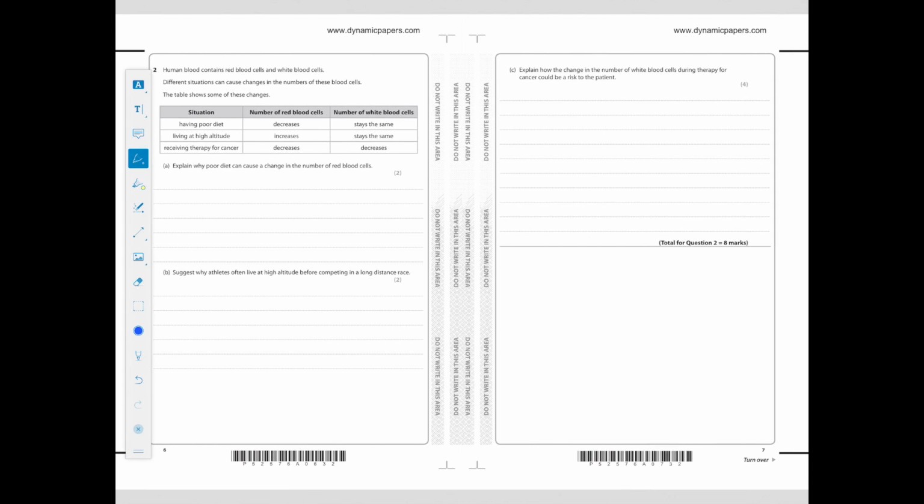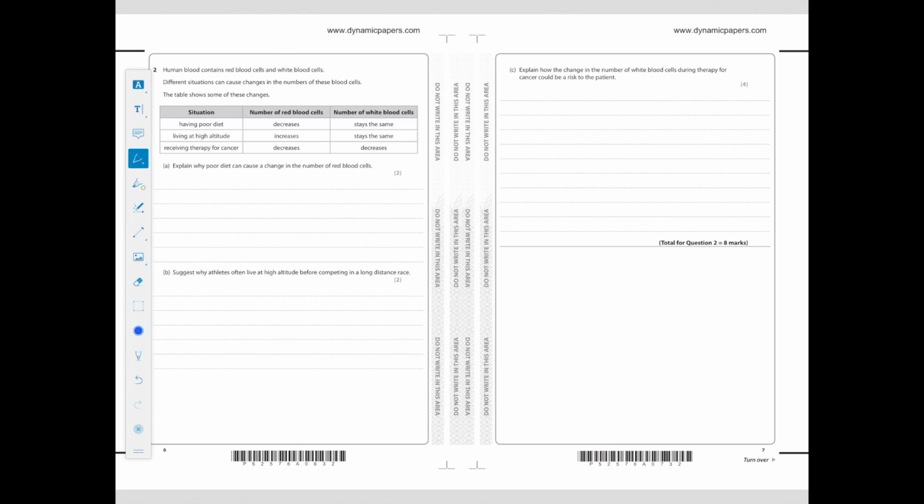2. Human blood contains red blood cells and white blood cells. Different situations can cause changes in the numbers of these blood cells. The table shows some of these changes. So having a poor diet can mean that your red blood cell count decreases while your white blood cell count stays the same. Living at high altitude, so at the top of a mountain, for example, you find your red blood cells increase, your white blood cells stay the same. Receiving therapy for cancer finds that your red blood cells and white blood cells both decrease.